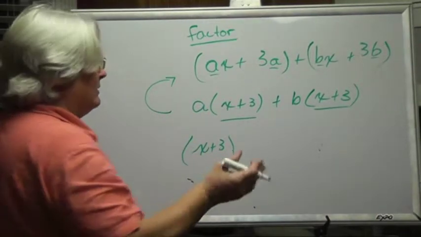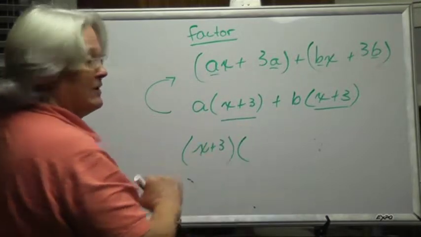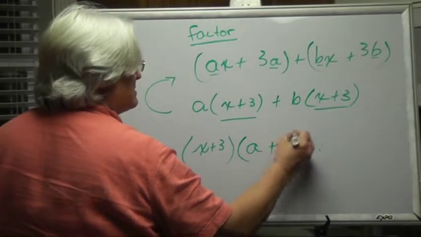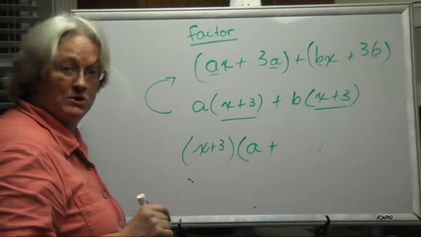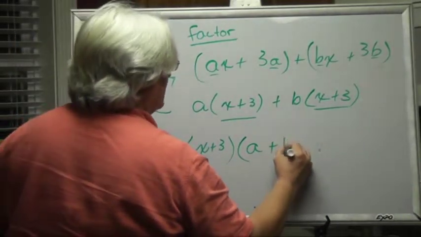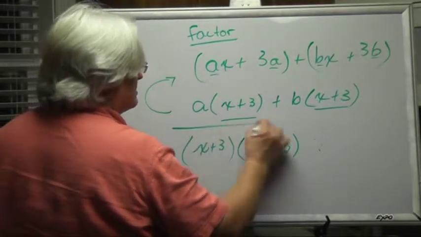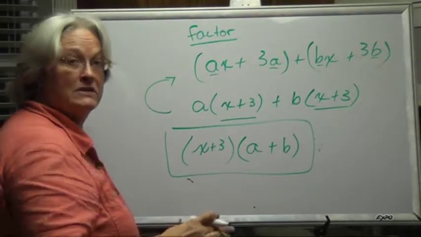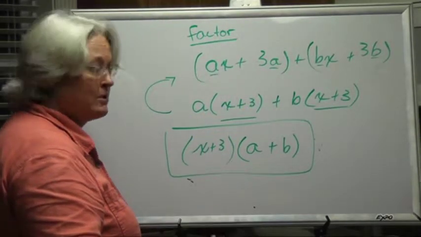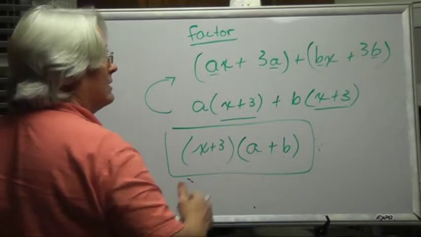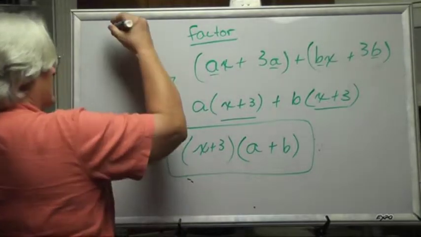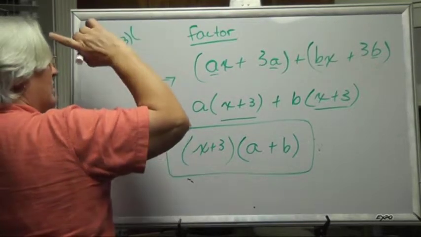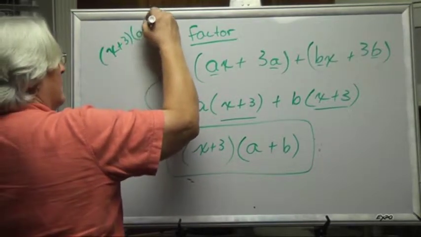What do you have left? Well, we've removed the factor of x plus 3, and we have a plus, we remove the factor of x plus 3 over here, a plus b. So the factored form of this is x plus 3 times the quantity a plus b. Okay, let me write this over here at the side. X plus 3 times the quantity a plus b.